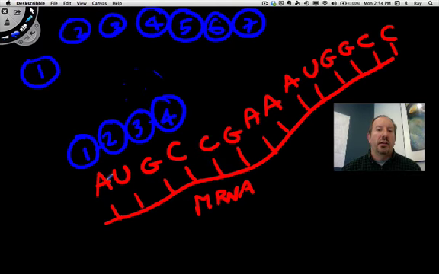In other words, if there are only 4 nitrogen bases in the genetic code, and this goes all the way to 20, and if there are 20 amino acids, how in the world can we code? It's like there are 20 students in the class and we only have 4 names. It's not going to work.